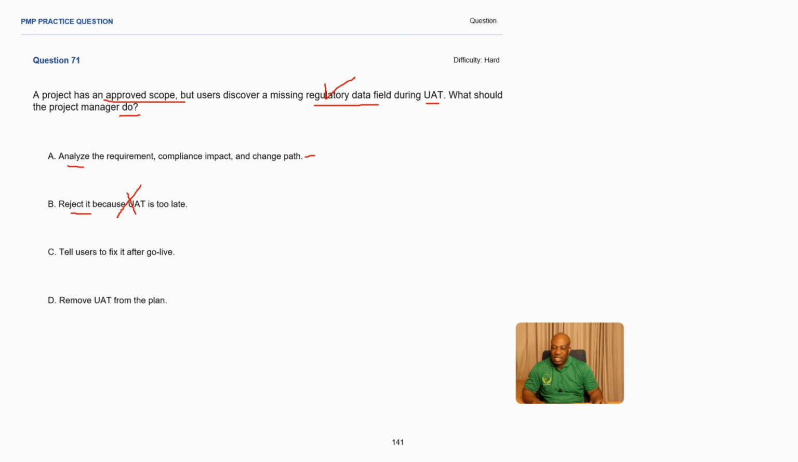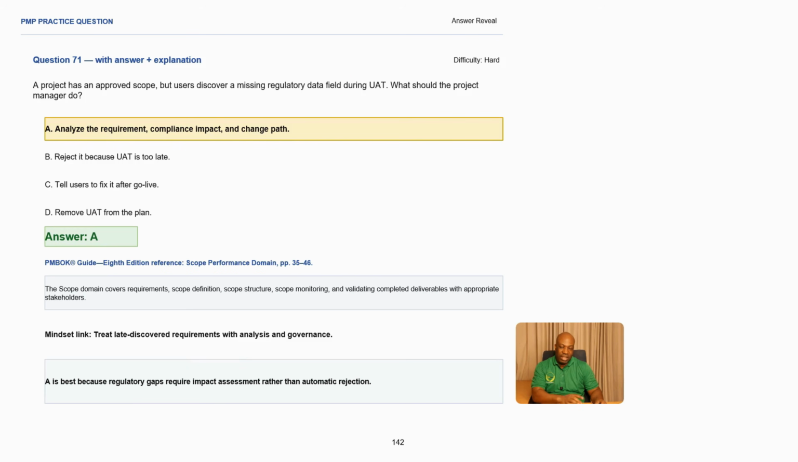Tell users to fix it after go live. You cannot postpone regulatory issues. It has to be fixed during this project. Then remove UAT from the plan. There is no way you can remove UAT. This is the only opportunity for users to test before they go live, making this an incorrect answer. So the best answer here is A, which is to analyze the requirements, compliance impact, and also the change path.